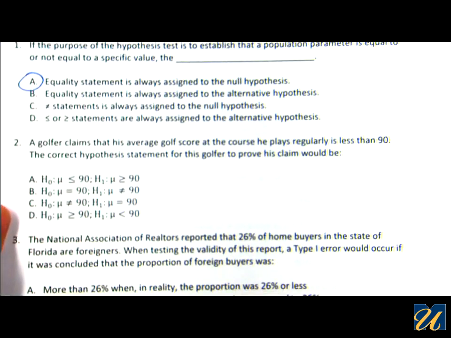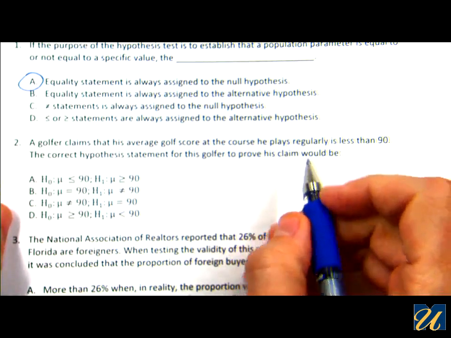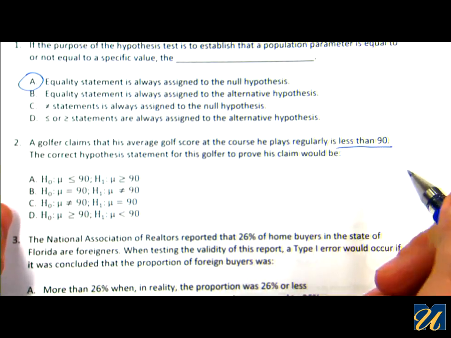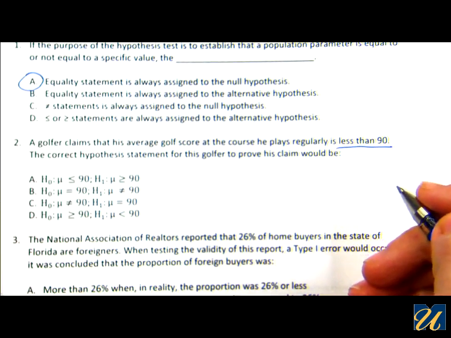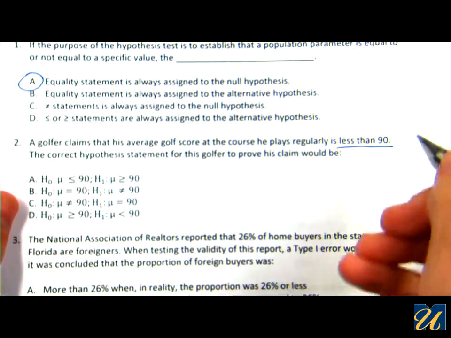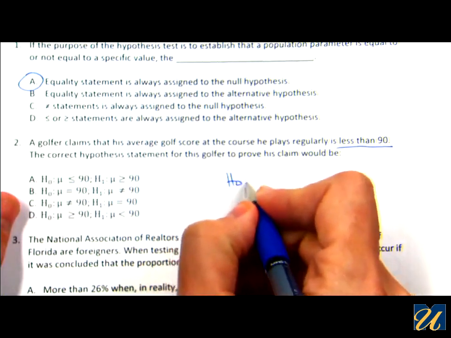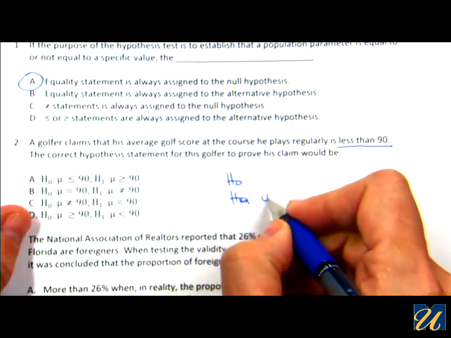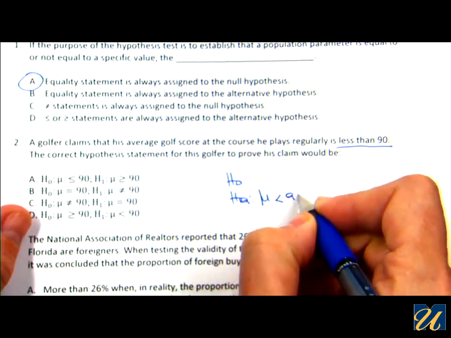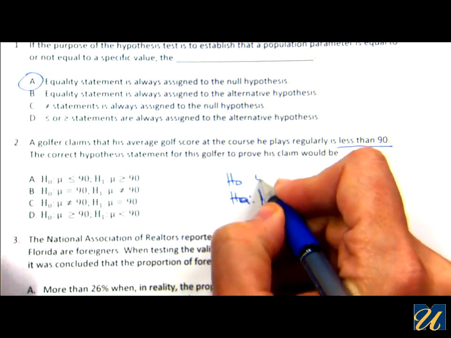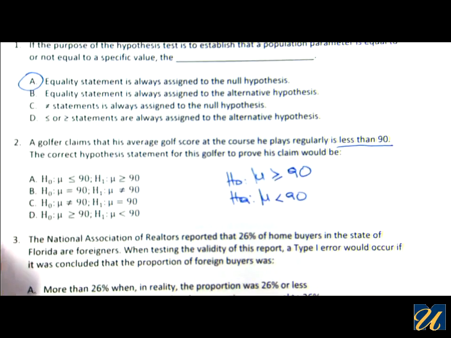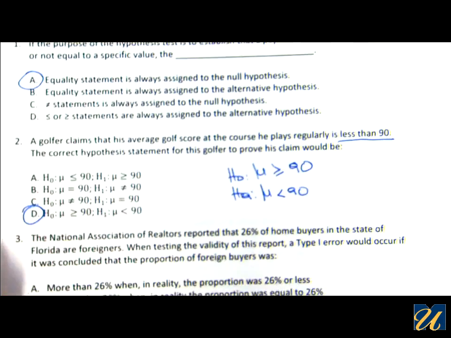A golfer claims that his average golf score at the course he plays regularly is less than 90. The correct hypothesis statement for this golfer to prove his claim would be, so less than 90, I'm giving you H0 or HA. Less than does not contain the equal sign, so HA is mu less than 90. That would mean that the null hypothesis would be the exact opposite with the equal sign. So the correct answer would be D.